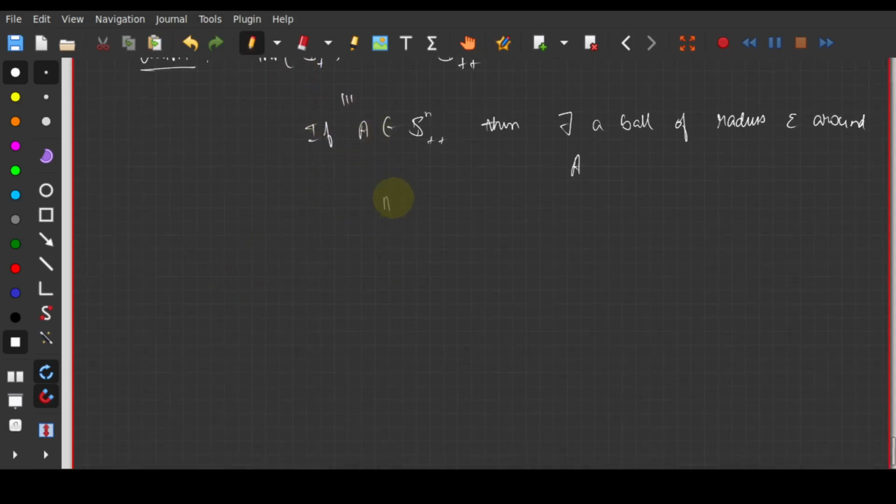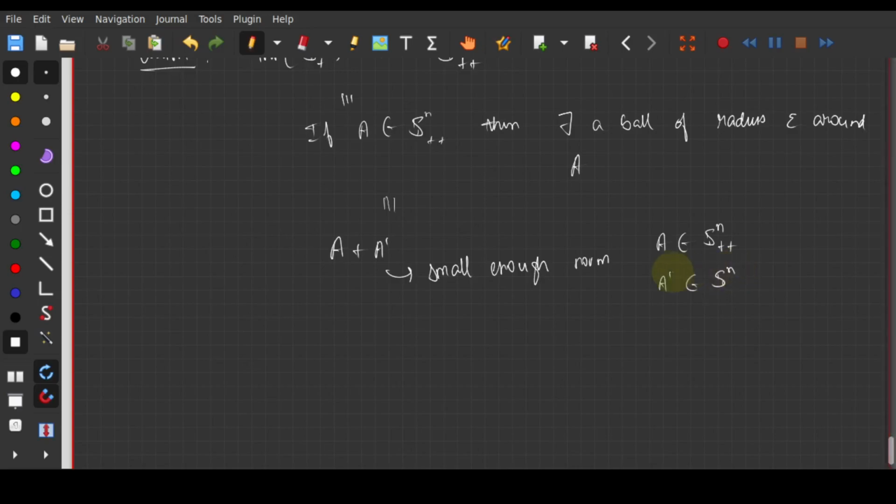So effectively what I want to show is that if I take A plus some A prime, where this A prime has small enough norm, A is positive definite, and A prime is symmetric, then that's what a ball is.